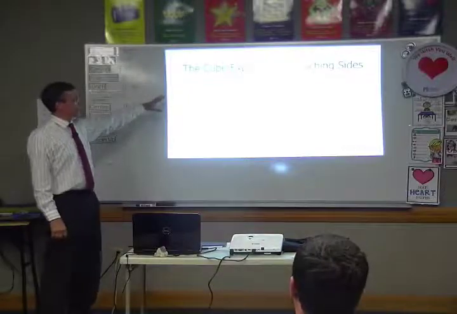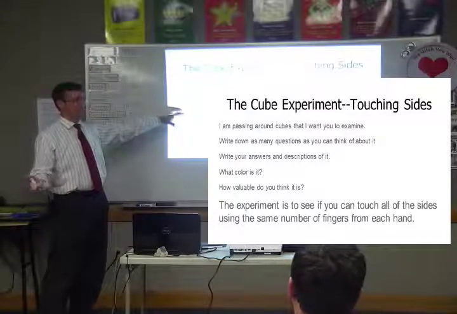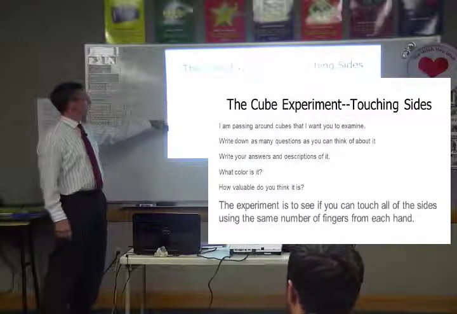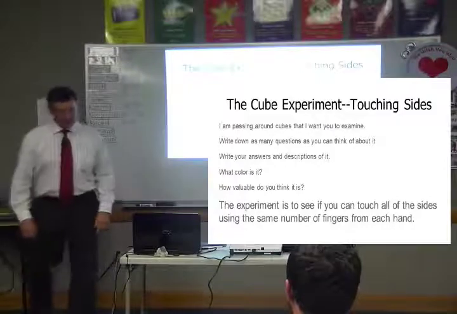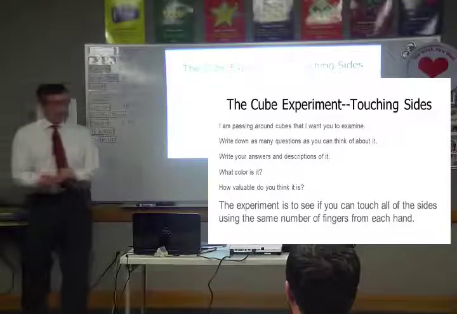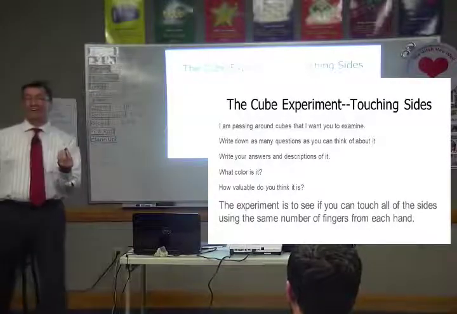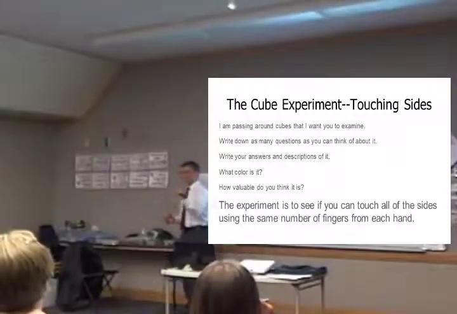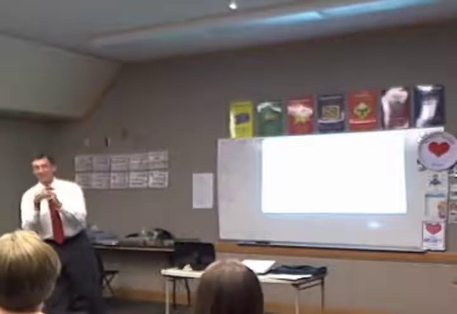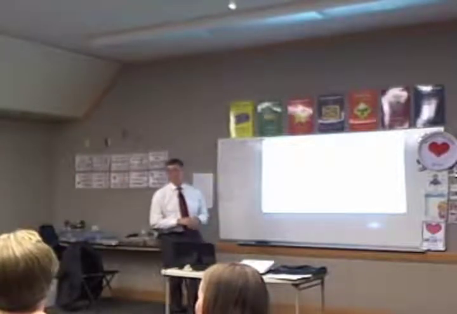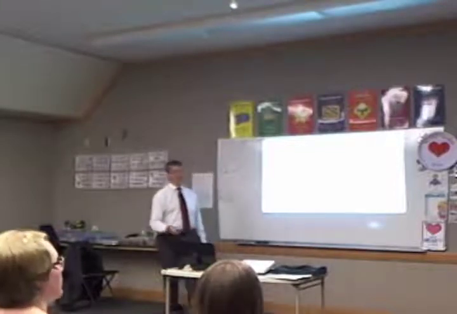And so I want you to examine it, and I recommend that you actually write down as many questions as you can think of about it, and then write the answers and describe it, like what is the color? Any of you want to say? Gold, okay. So how valuable do you think that is? Okay, anyway, the experiment that I want you to do is, here's another one, I'd like you to hold it in one hand. See if you can touch all of the sides using the same number of fingers on each hand. Okay? So try that with that little cube. Two hands. So you can hold it with two hands, but see if you can touch all the sides with the same number of fingers from each hand. Okay, so that's a little experiment for you to be doing as that's going around, and we will refer back to it a little later, and I'll explain how it ties into the universal model.